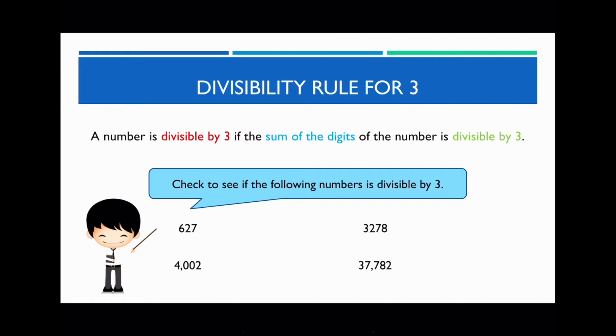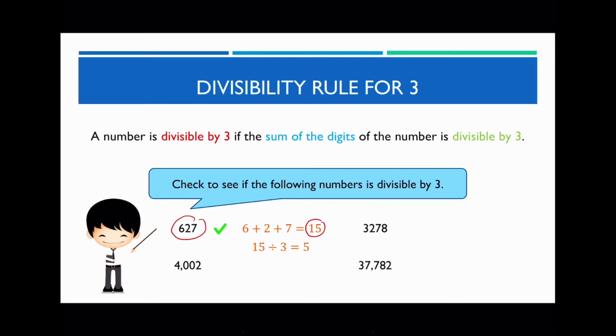So check to see if the following numbers are divisible by 3. So 627, again, what I want to do is I want to add up all the individual digits together. So 6 plus 2 is 8. 8 plus 7 is 15. Now, we need to see whether the answer that I've got over here can be divided by 3 into a nice whole number. 15 divided by 3 is equal to 5. So therefore, this means 627 is divisible by 3. So that's why I have a little tick sign over here.